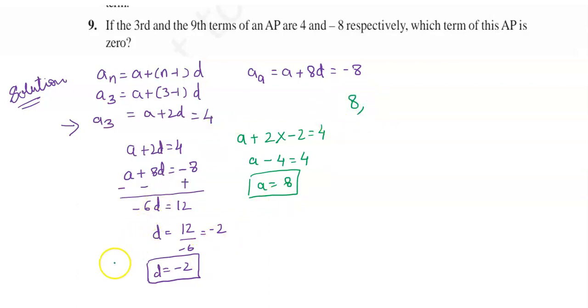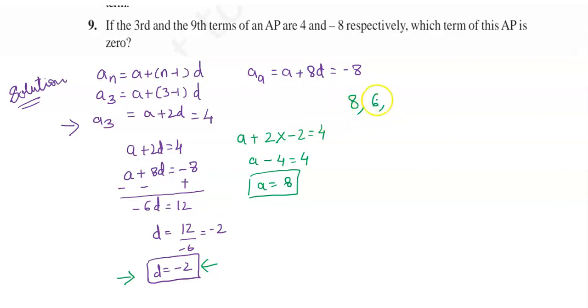Another important thing, remember, students: whenever you get the value of d as negative, negative 2, negative 3, negative 4, whatever it is, this means the AP will go in decreasing form. It will be in decreasing order. So if the first term is 8, the second term will be 6, because 6 minus 8 gives minus 2. I hope you are getting it. I'm repeating again: whenever you get the common difference d as negative, the AP will be in decreasing form. Alright, so 8, 6.